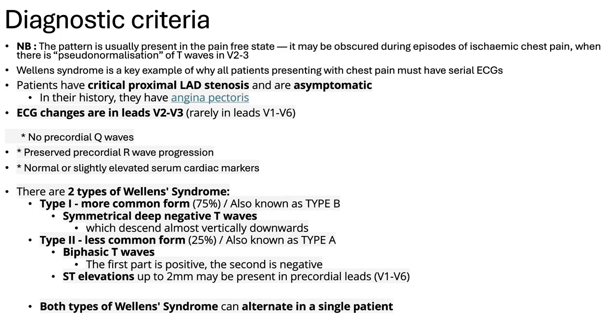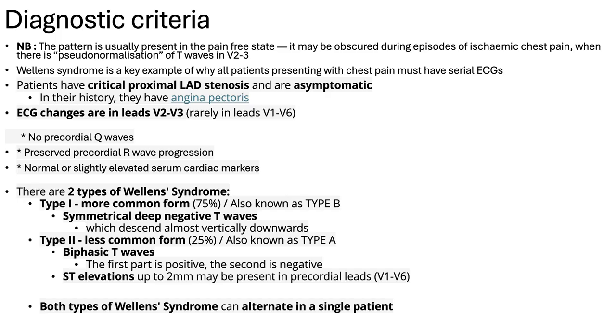So patients who have a critical proximal LAD stenosis are asymptomatic, and in their history they will have angina pectoris. These patients are the patients who have Wellens syndrome on ECG. These changes will be rarely seen, as I said, in leads from V1 to V6, so mainly we will see them from V2 to V3. We won't see any precordial Q waves, there will be preserved precordial R wave progression, and there will be normal or slightly elevated serum cardiac markers.